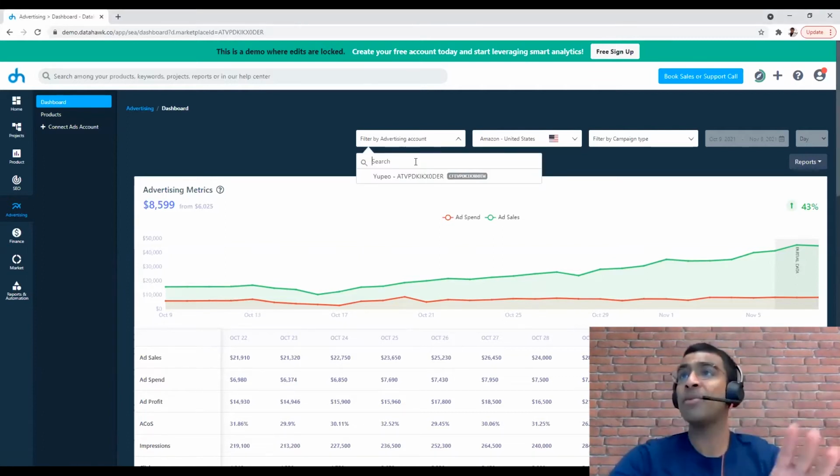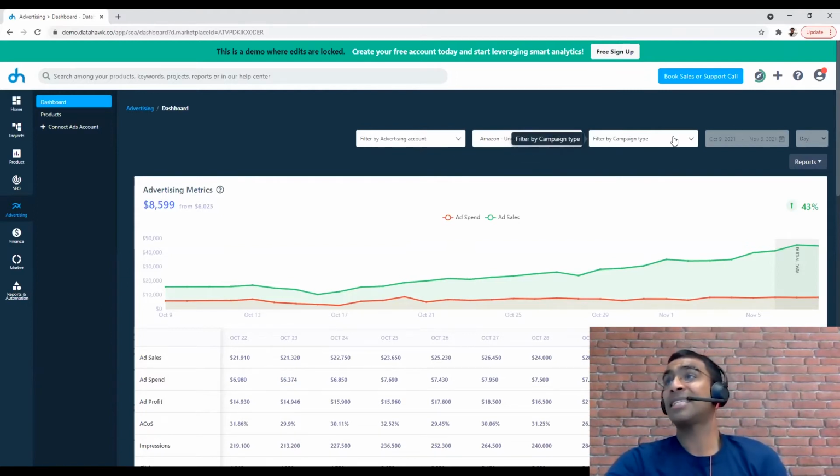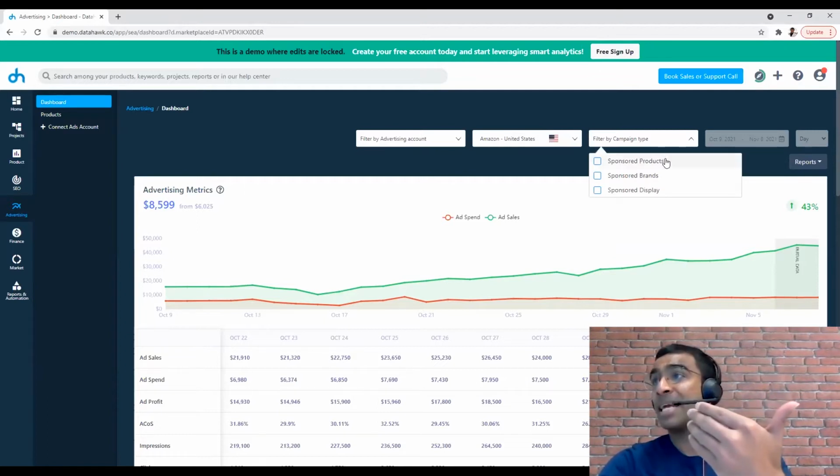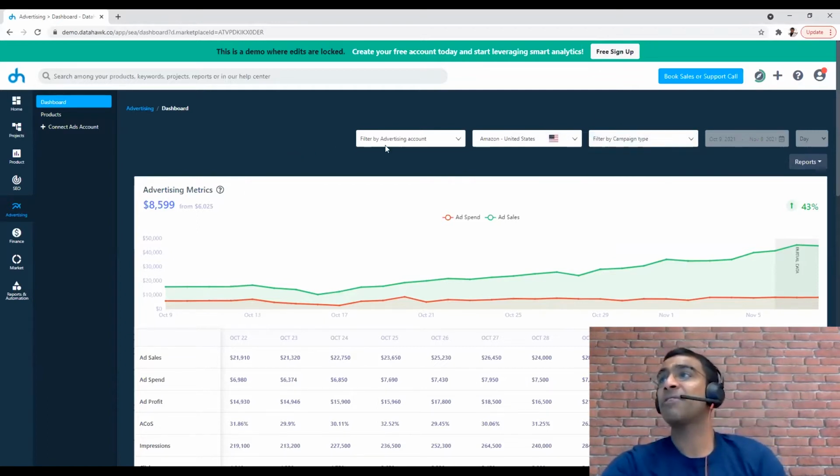This is a demo environment. You can see I've connected one account here to DataHawk. I can filter by campaign type, and I can select a specific time frame. Here the edits are locked because it's a demo environment, but in your case, you'd be able to select whatever time frame you want.